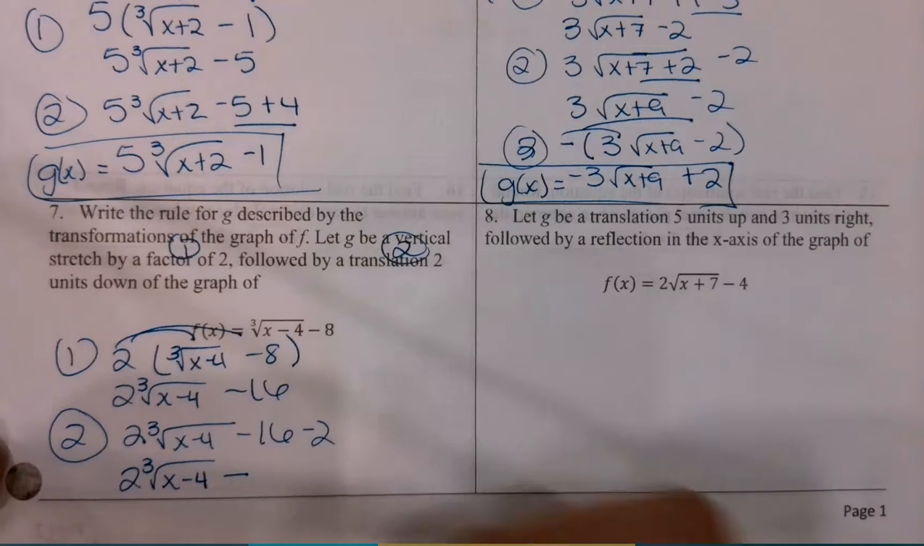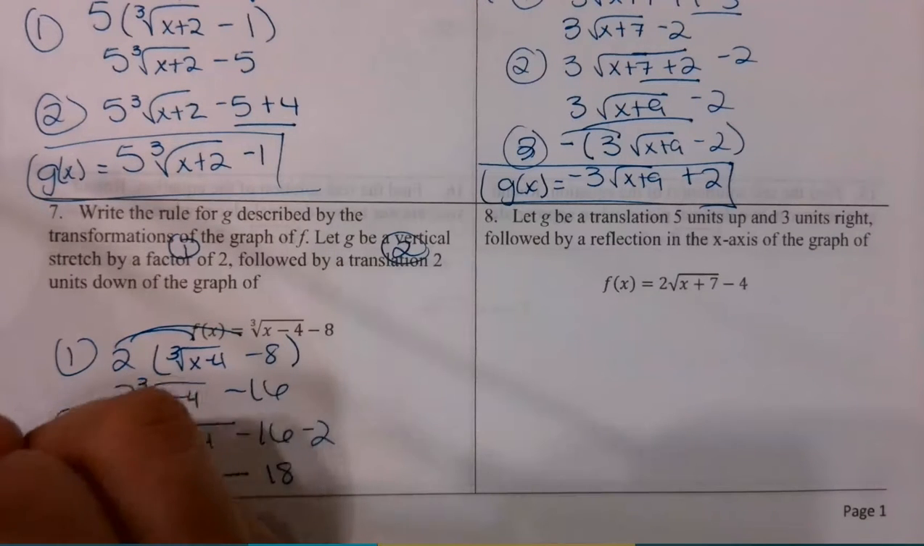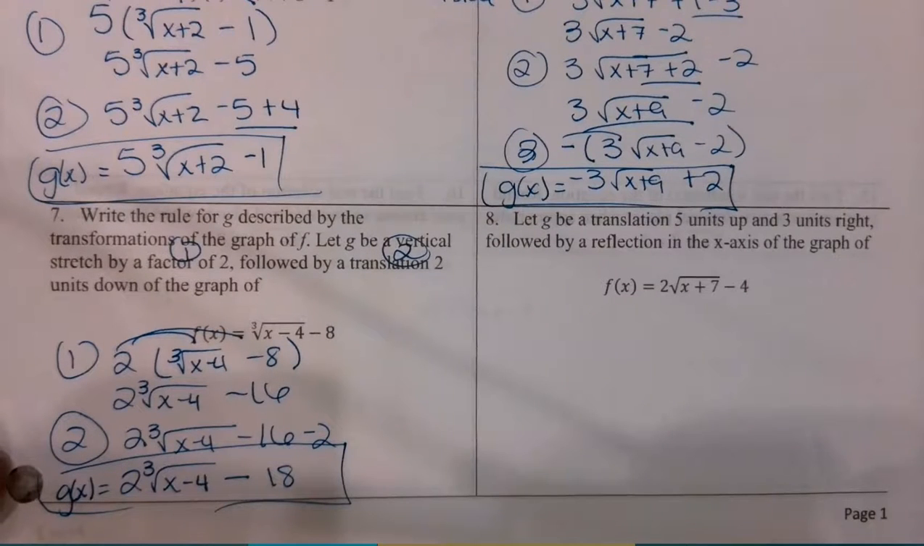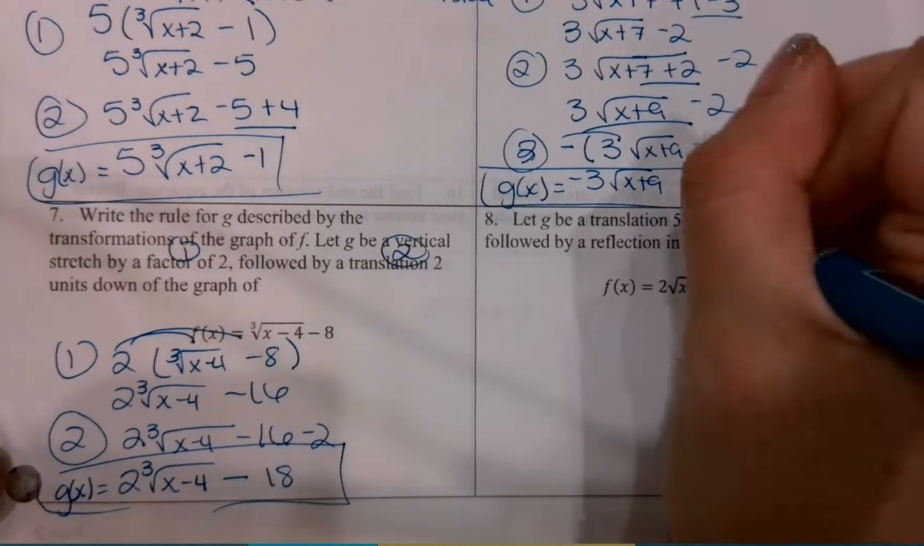Negative 16 minus 2 is negative 18. I rename this g of x, and I am good. Number 8 has 3 steps again.